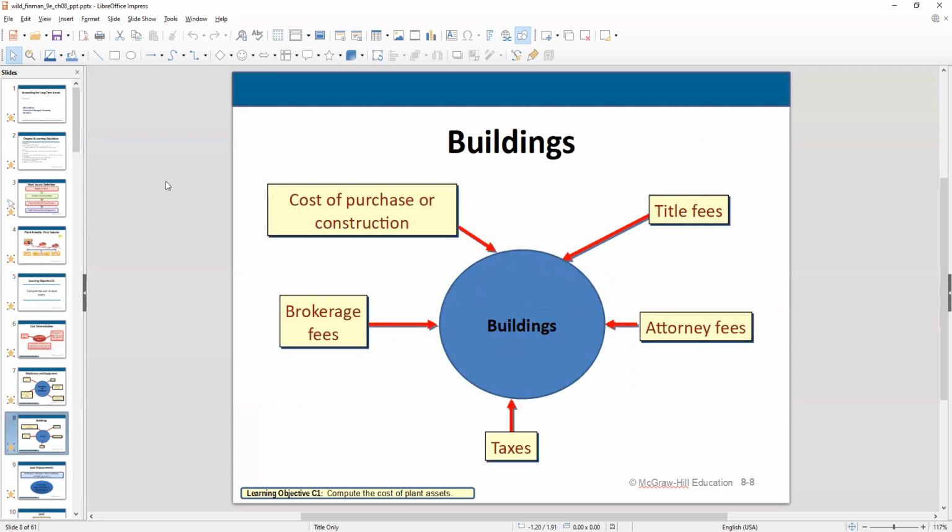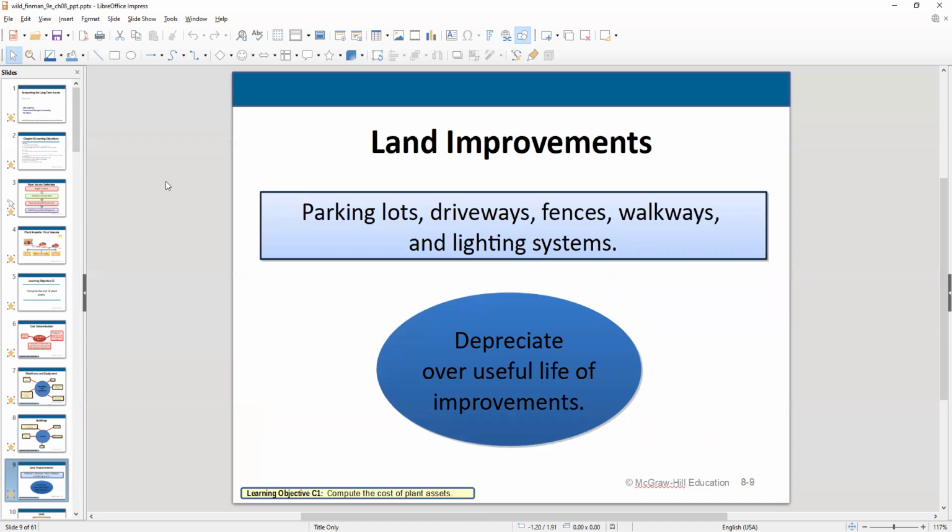In the case of a building, you're going to have not only the cost of construction, but there are title fees, brokerage fees, attorney fees, and taxes that all have to get factored in when you establish what the acquisition cost of a building is. You have land improvements such as parking lots, driveways, fences, walkways, and lighting systems. And you're going to have to determine what the useful life of these are.